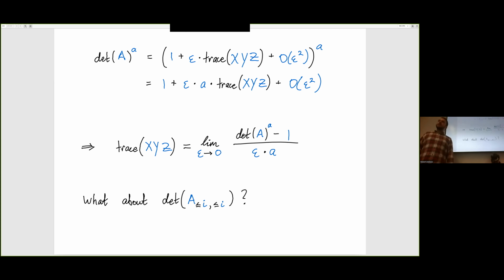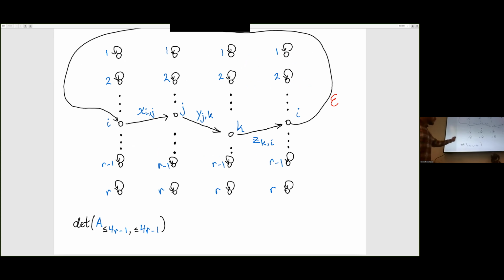What about determinants of upper left submatrices? That gets a little more interesting, but I claim it's not too hard. You just need to understand the cycle covers in the corresponding graph. So let's look at this adjacency matrix. I take the adjacency matrix and throw out the final row and the final column. Now I need to tell you what that means in the graph. I'm going to order the adjacency matrix so that the last R rows and the last R columns correspond to the vertices in the final layer of the graph. So if I throw out the last row and column, that's like throwing out that final vertex.